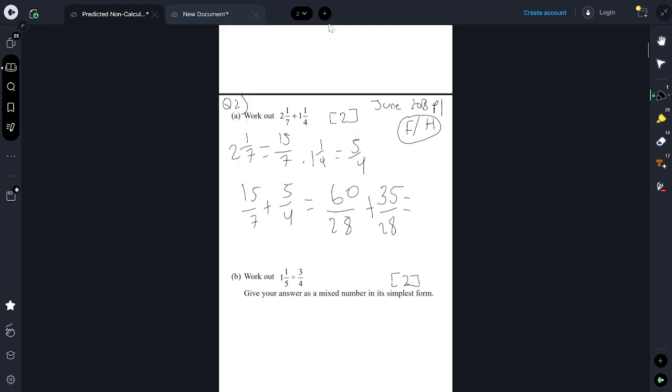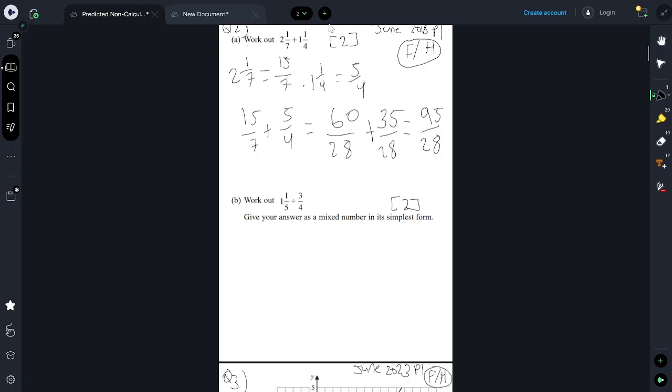And so then we add them. So now we have a common denominator, and we can just add the top. So 60 plus 35 is 95 over 28. And that is your answer. No need to simplify. It doesn't say anything. So there's your answer. You don't need to convert it to a mixed number. That's fine. You can leave it like that.